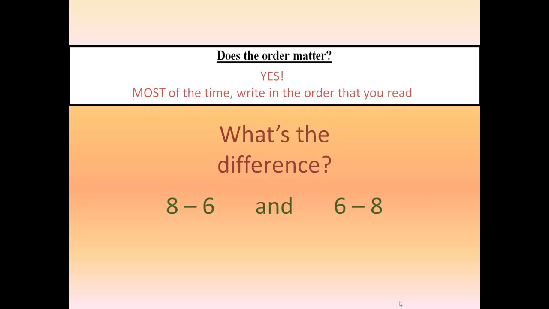Most of the time when you're translating, write your expression in the order that you read. There is one exception, and that's our turnaround words. Those were the words that we put the 3 stars next to: more than, added to, less than, subtracted from. Let's look at a couple examples of what to do with turnaround words. 6 more than a number. Well, if I have more than a number, that means I have to have the number first, and then I have to add 6 to it. So instead of writing 6 plus n, we're going to write n plus 6.